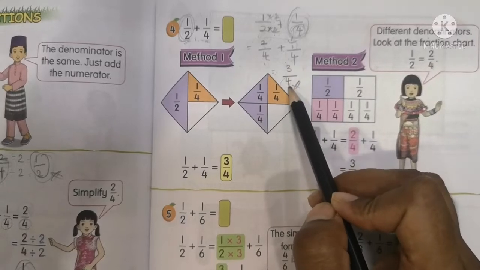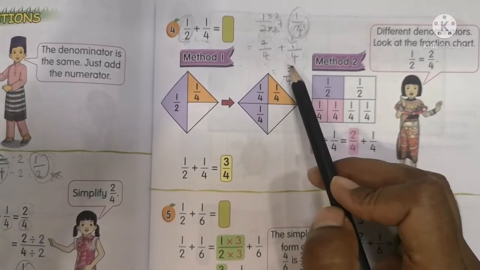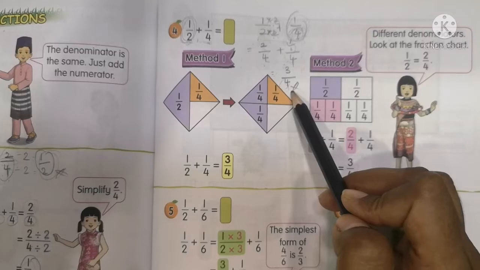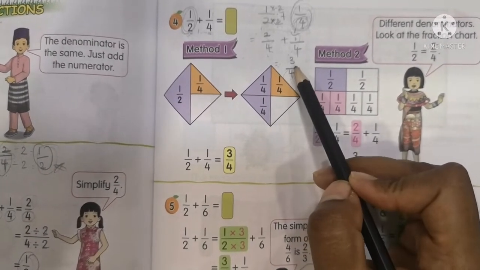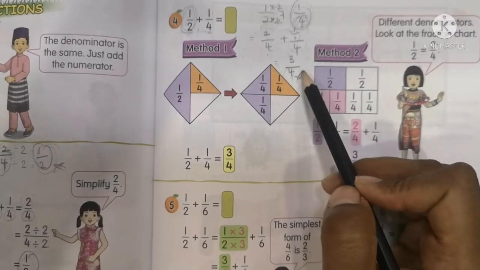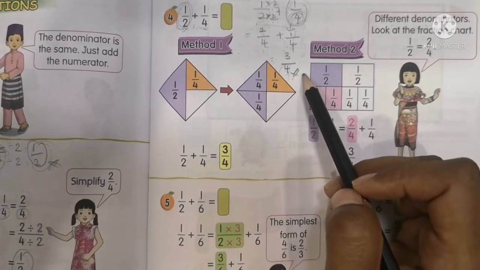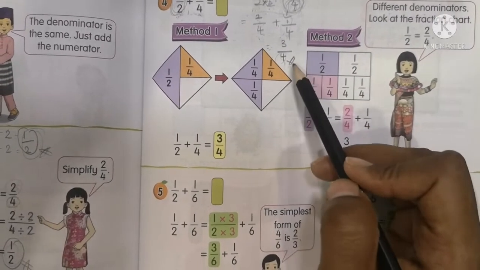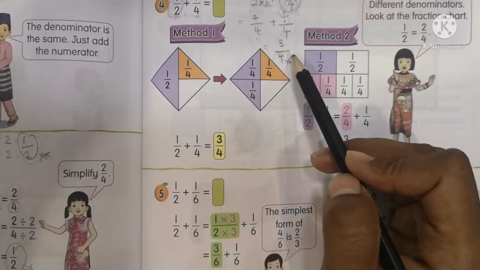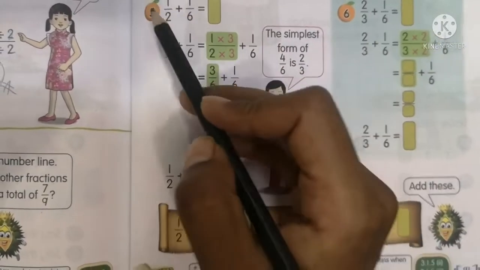Just write the 4 back again here, then 2 plus 1 is 3. So the answer is 3/4. Can we simplify this? Cannot, because there's an odd number with the even number, right? If both are even numbers, then we can simplify. If both are odd numbers, then we can simplify. If it is mixed, we cannot simplify. Understand? Okay, so now 5.